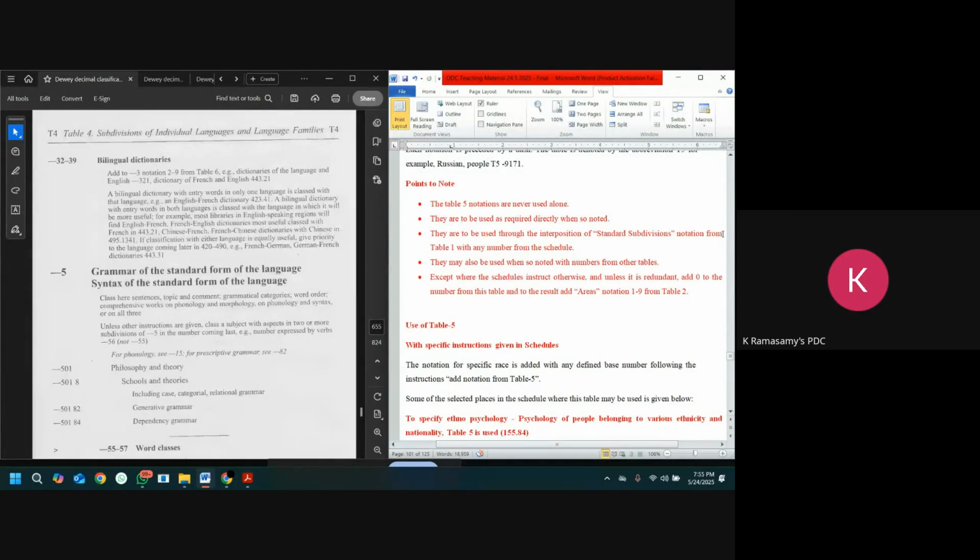If there is an instruction to add table 5, you can add it, no problem. If there is no instruction, absolutely no problem. You can go to the table of standard subdivisions. From there, using a connector, you can add a number from table 5.